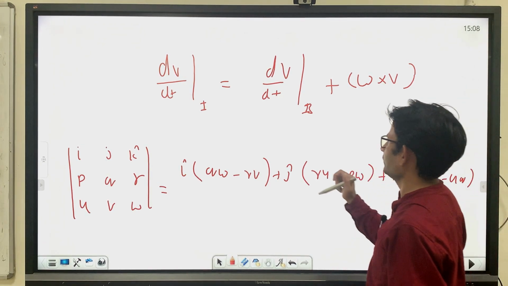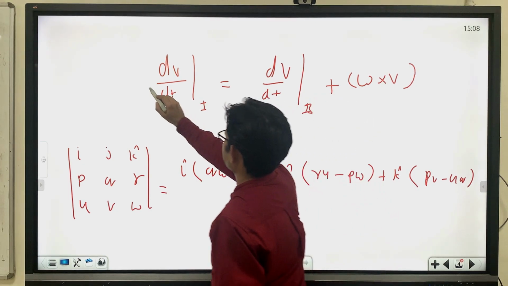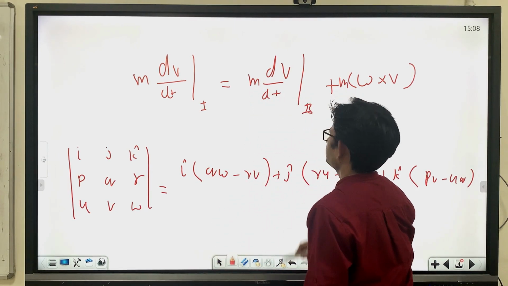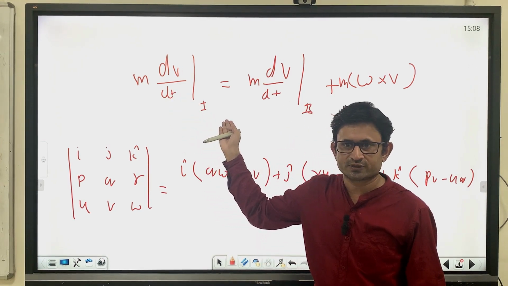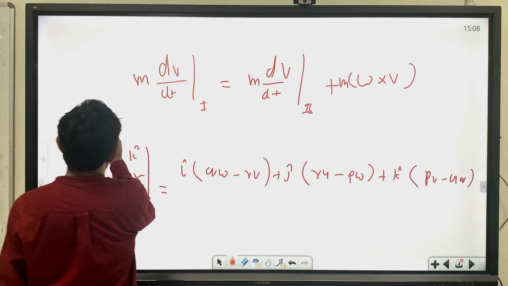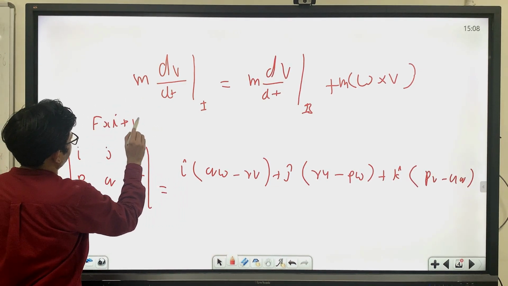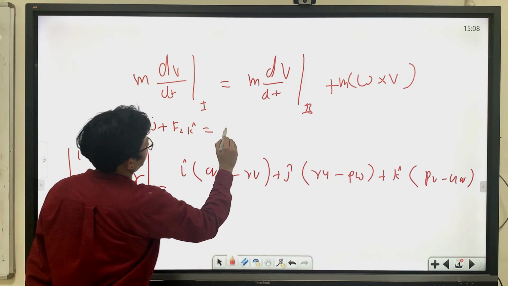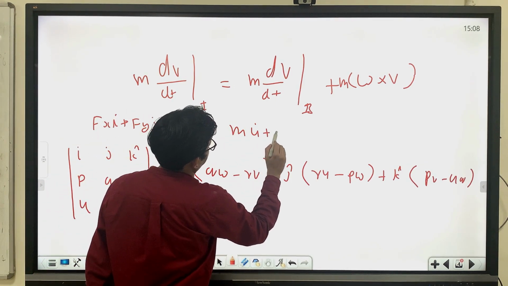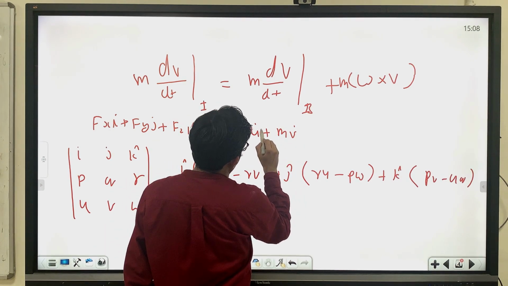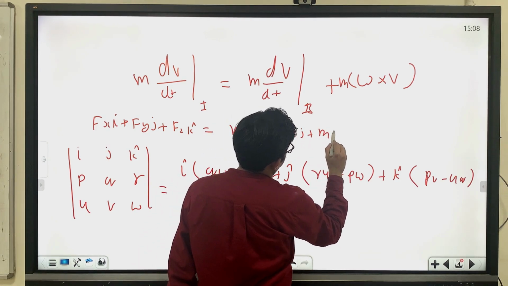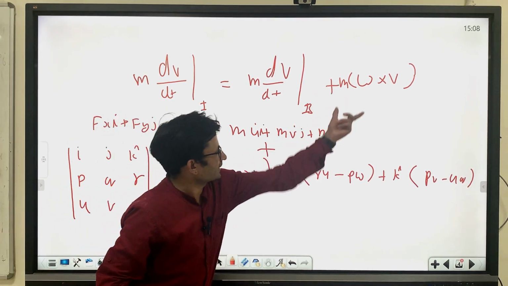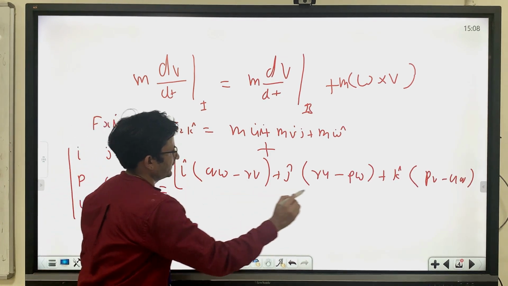Okay, now if you multiply by m here, then this you can call a force, right? So this is the total force, you can write Fx i cap, Fy j cap, and Fz k cap, and here you can write m u dot i cap, m v dot j cap, and m w dot k cap, and you can take a sum here, this part multiplied by m everywhere.